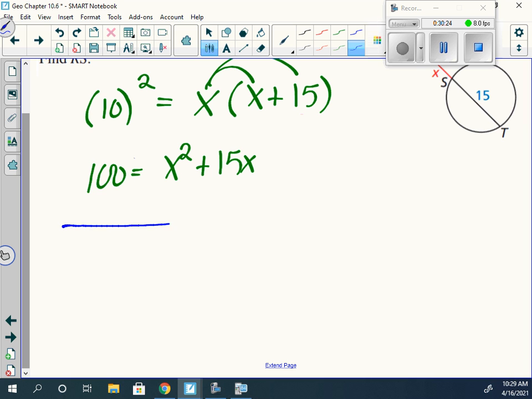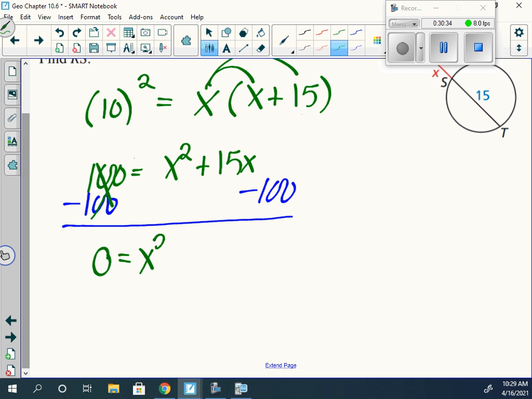But here, what we're going to do is we're going to subtract 100 from both sides, because these will cancel out, giving us 0 is equal to x squared plus 15x minus 100. Because whenever we have quadratics, second degree polynomials, where we have a variable with a square, x squared, term, we want to get everything on the same side of the equal sign. We want to have this equation equal to 0.